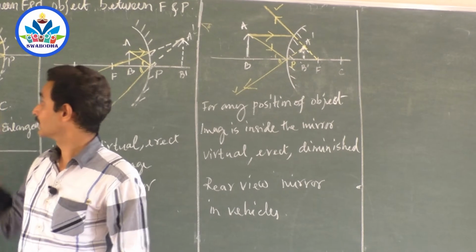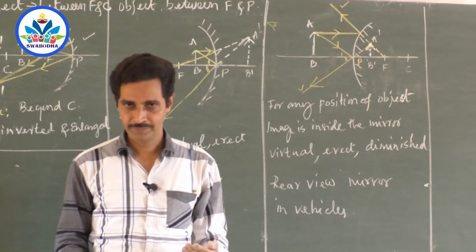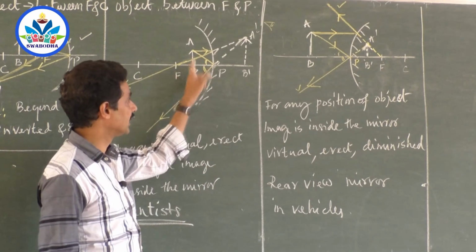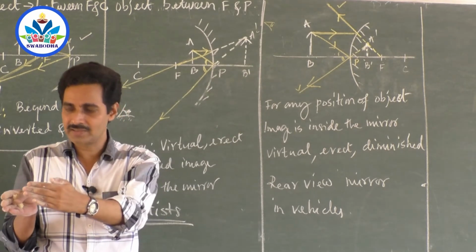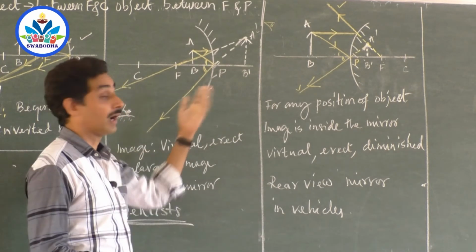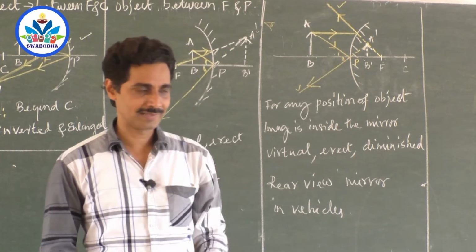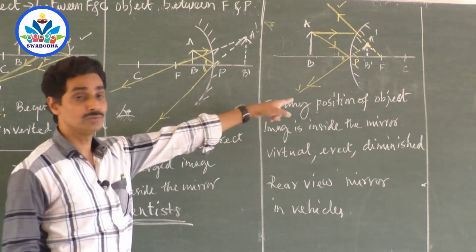Because in all the cases beyond the focus, the image is formed real. It is not formed inside the mirror. Only when the object is within the focus, the image is formed inside the mirror. So all of a sudden he will come to know that an object is coming from behind, and after that, there is no time for adjustment. So there may be a chance of an accident occurring. So in order to avoid it, we use a convex mirror.